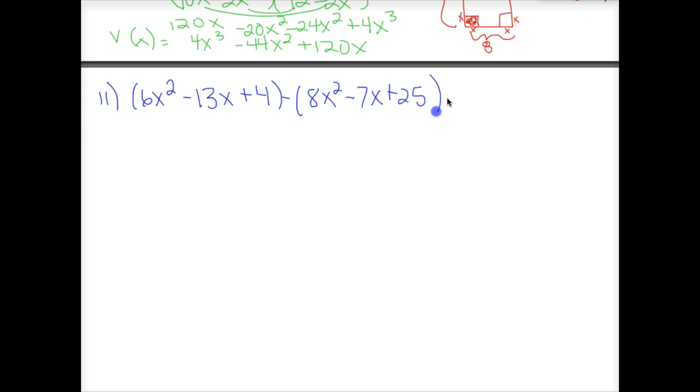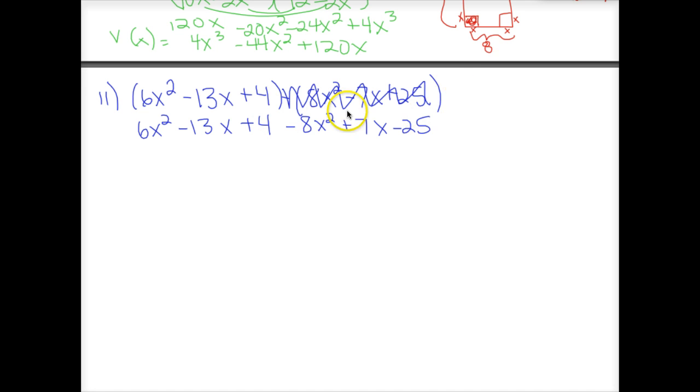Please pay attention to what you're doing. This is subtraction. Don't try to FOIL or multiply or whatever. This is subtraction, which means first thing you should do is distribute the negative. So either change the signs and circle them, or write the opposite sign just below it, and then scratch out what you had above. So I've got 6x squared minus 13x plus 4.